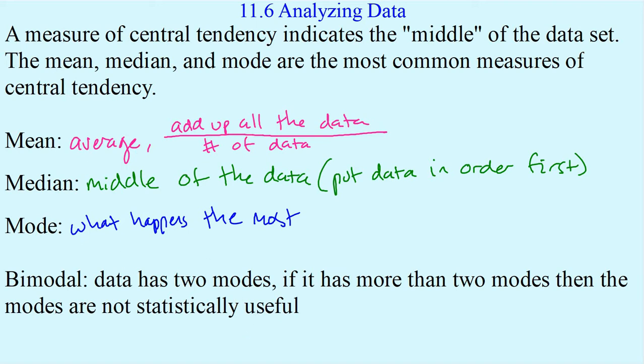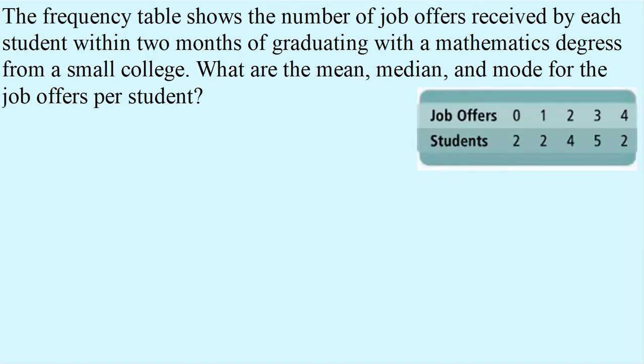All right, so let's do an example. Here we have the number of job offers received by each student. Let's see, what are the mean, median, and mode? Okay, so let's start with the mean. The mean is when we add it all up and divide by how many there are. Well, first let's list the data.